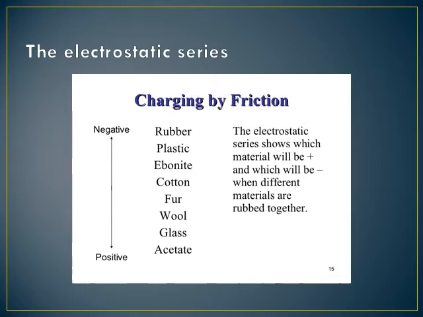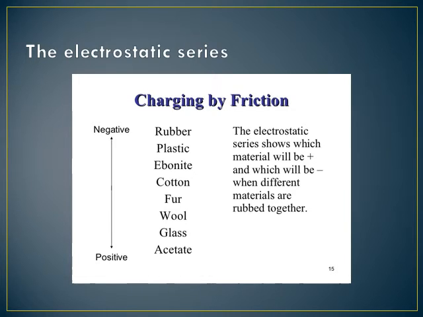So how do you know which object is going to grab the electrons? Well, it depends on the properties of that material, and it's just been determined experimentally. Scientists have gone and rubbed a bunch of things together and discovered which objects grab electrons from others. So they've created something called the Electrostatic Series, which shows you in general which objects end up negative when you rub them and which objects end up positive.